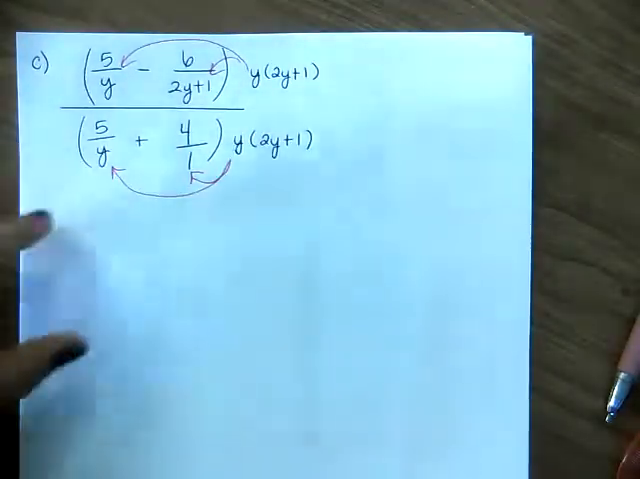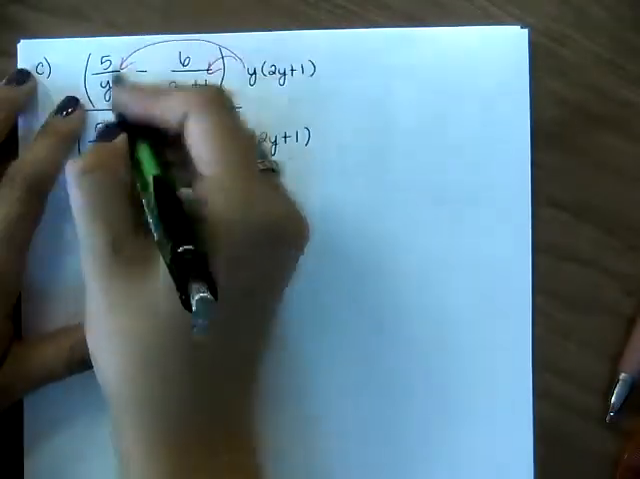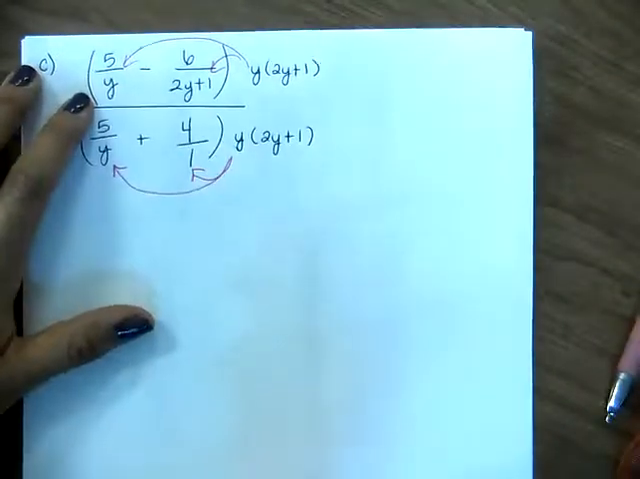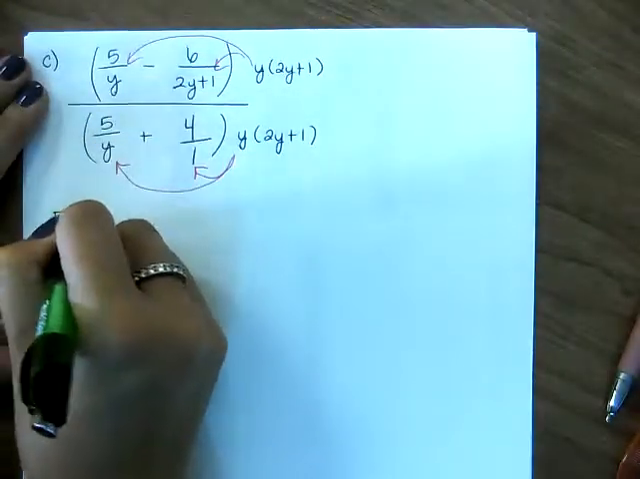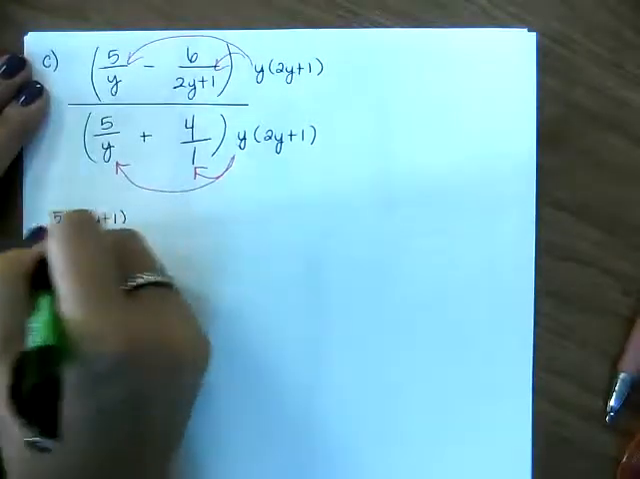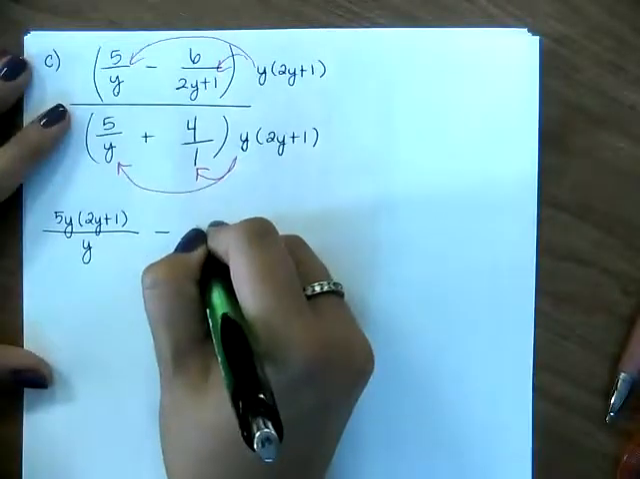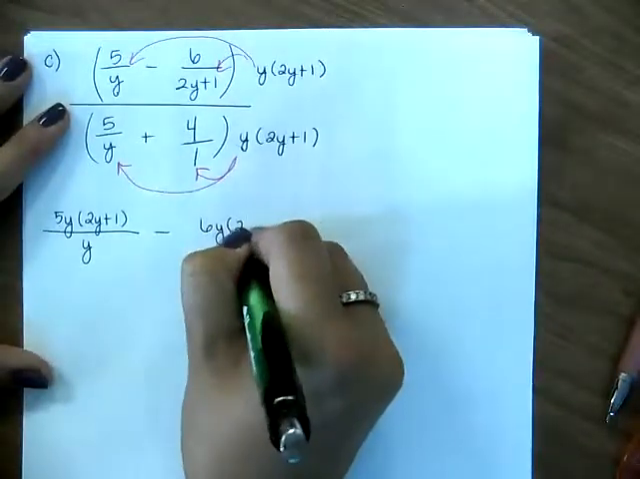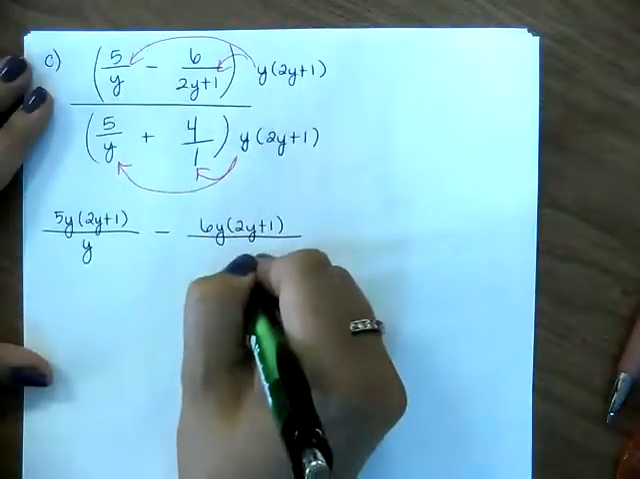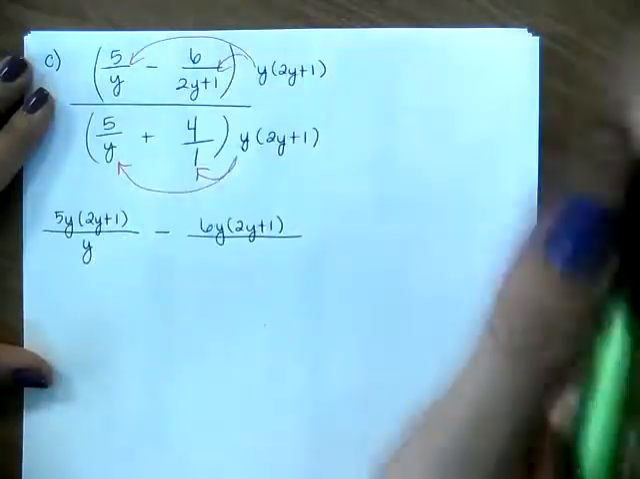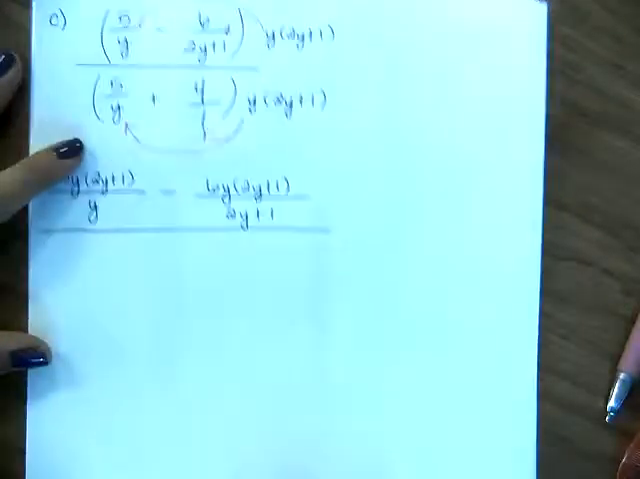If you're having trouble seeing it, write it out. Okay, write out 5y times 2y plus 1 over y, and then watch the canceling. Do you want me to do that? Okay, so if I do that, I'm going to get 5y times 2y plus 1 over y for my first term. Then my second term is going to give me minus 6y over 2y plus 1. Okay, now I have to do it to the denominator.